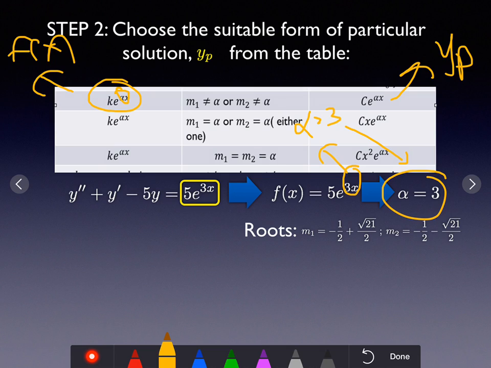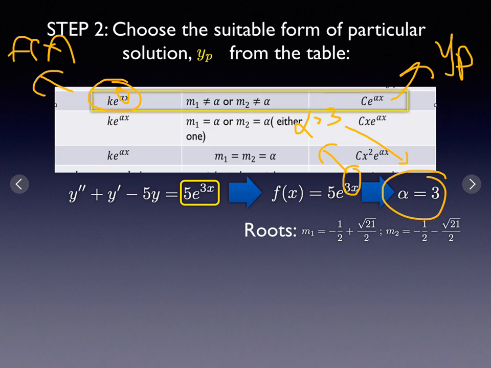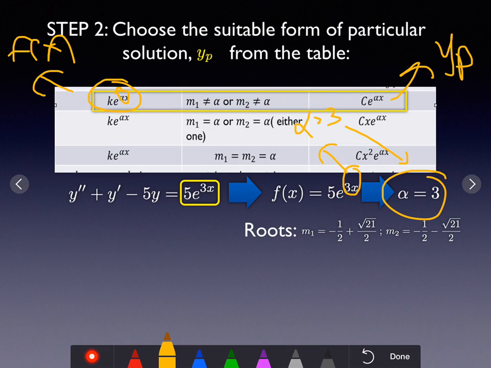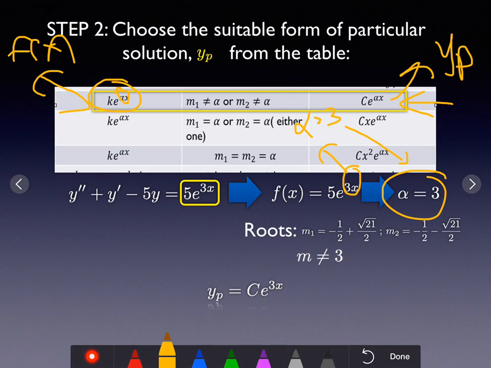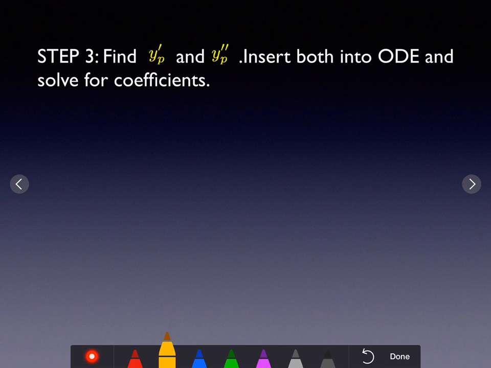I found that m1, m2 is not equal to 3. The roots are not equal to 3, so that means I'm going to choose this row as my solution form for my yp. So this is what I get here. Because of alpha x, I just put alpha inside, and this is how I get the solution. I'll be using this for step 3.